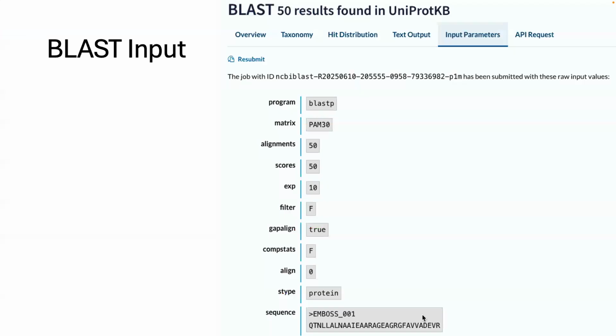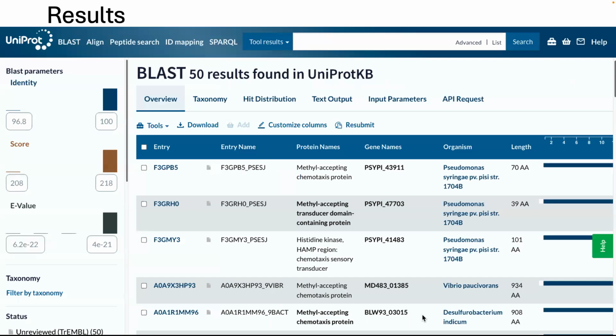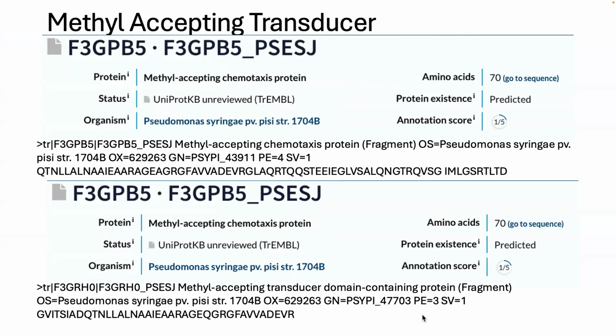With that one sequence, I used BLAST to try and find out, well, what are some examples of amino acid snippets that would have that same characteristic. And so here were a couple, and I'm just going to focus on these.